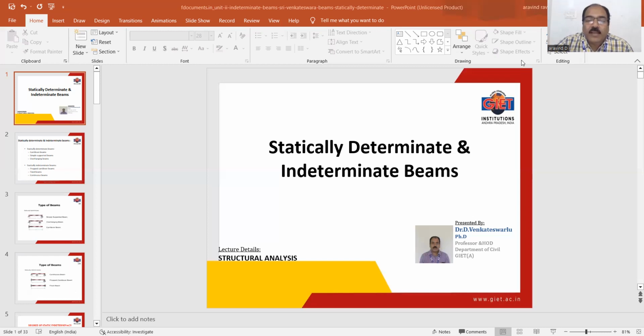As far as structural analysis is considered, here we have to analyze the indeterminate beams or structures. The structures are broadly classified according to one classification. They are classified as statically determinate beams and indeterminate beams. Now let us see what is a statically determinate beam and what is a statically indeterminate beam.